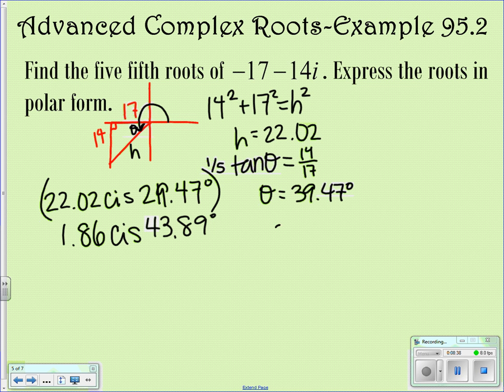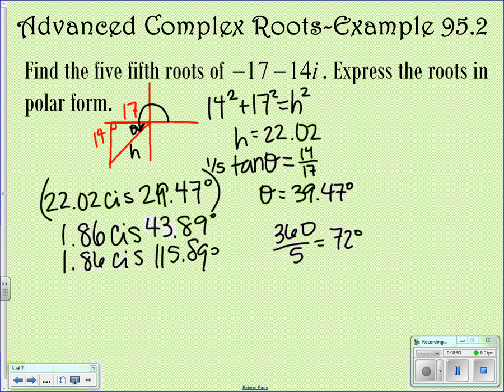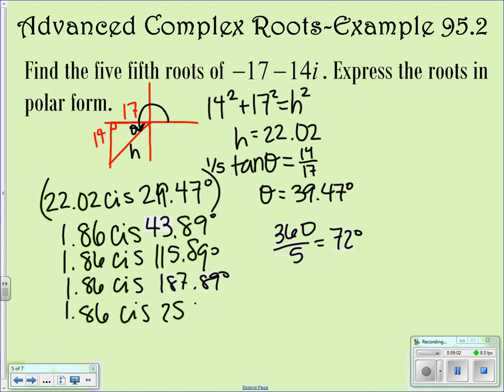To get the other 4, you're going to take 360 and divide by 5. And that's going to give you 72. So you're going to add 72 to your angle. So you're going to have 1.86 CIS 115.89, 1.86 CIS of 187.89, and then 1.86 CIS 259.89. If you add again, you have 1.86 CIS of 331.89, and that is our fifth one.